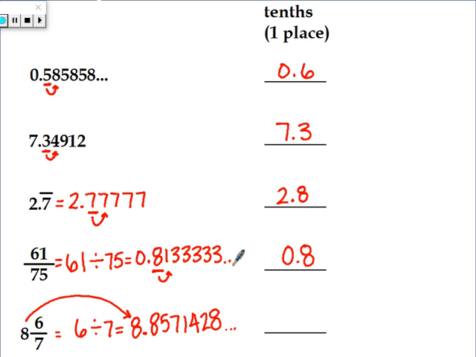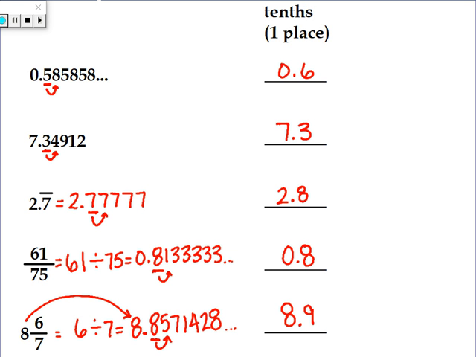So again, I'm looking at just the first number. Check the one after it. It is 5 or higher, so that is going to round it up to 8.9. Okay, so if it asks for tenths, that's all that should be in your answer, just one decimal place. No matter what the numbers are, your answer is still only going to have one decimal place.